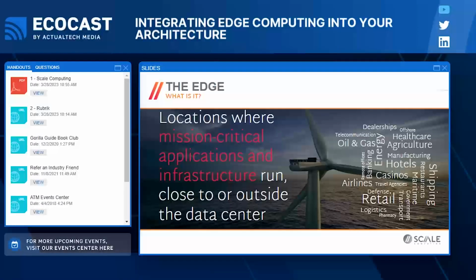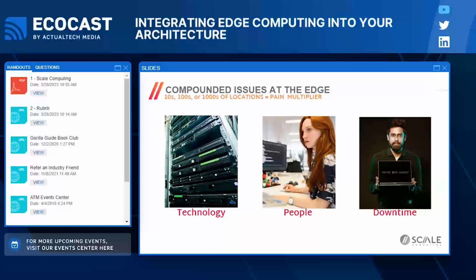Often they are distributed, often they are in places that do not have IT, and that's where the issues really get compounded. We do often see these edge computing environments have multiple locations, and tens, hundreds, or thousands of locations is not at all uncommon in our customer base and the customers that we're selling to. And that introduces all sorts of technology issues, all sorts of people issues, all sorts of concerns over downtime.